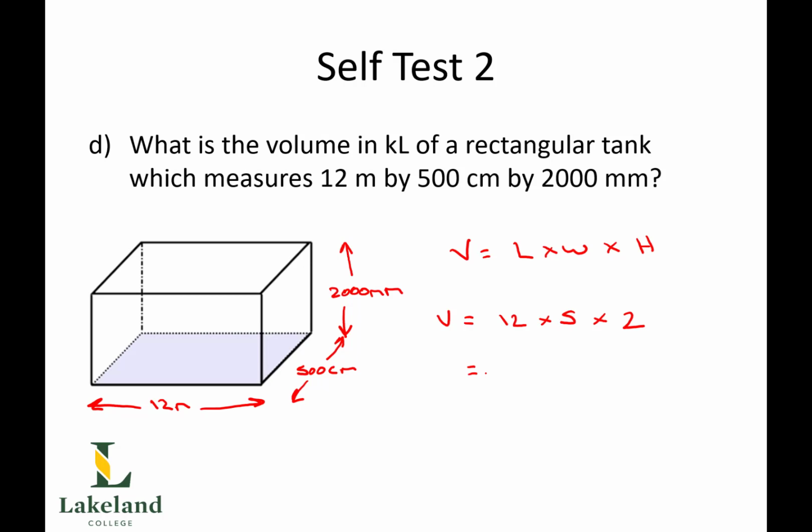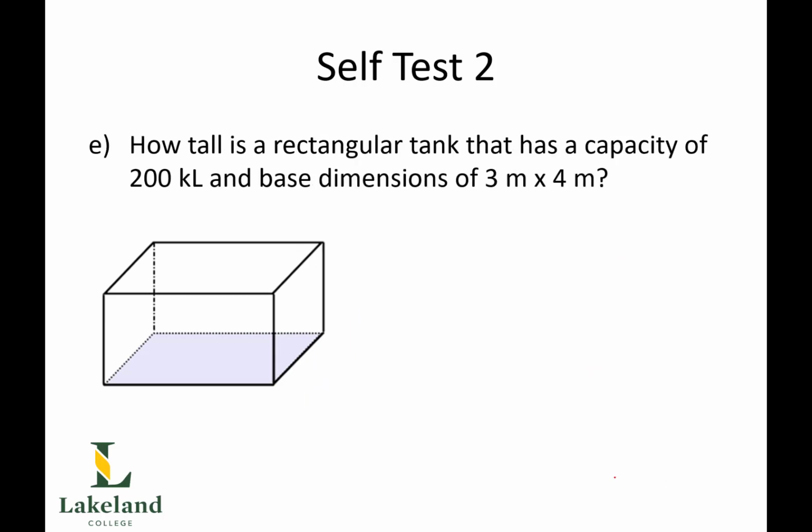So what does that work out to? Well, 12 times 5 is 60, and 60 times 2 is 120 metres cubed. And as we've seen previously, 1 kilolitre is 1 metre cubed. So our answer in kilolitres is 120 kilolitres. So there's another typical sort of one to check on your unit conversions. So that's it for part D. Let's take a look at our last one here, which is part E.